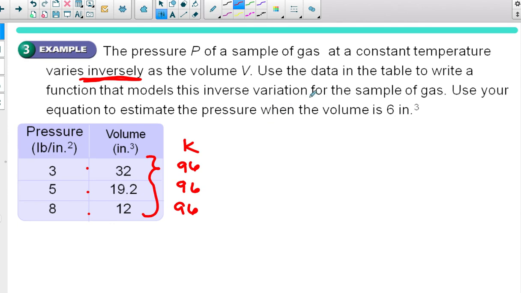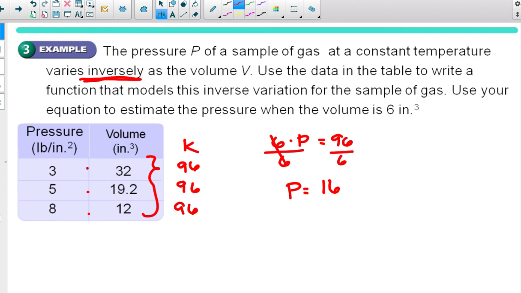All right, now use your equation to estimate the pressure when the volume is 6. So we have 6 times the pressure equals 96. You divide both sides by 6, and we have that the pressure is 16. And that would be pounds per inch squared.